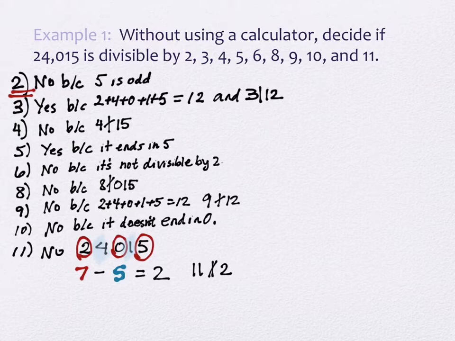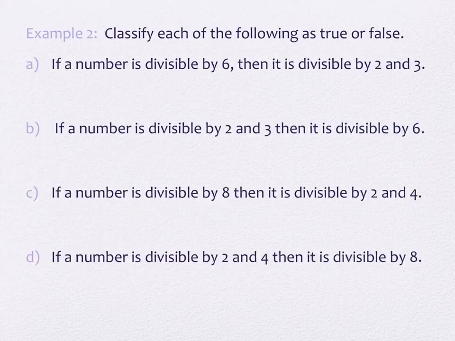Okay, so I mentioned we were going to come back to this idea of the property for divisibility by 6, and this is the example where I was referring to. Example number 2. It says to classify each of the following as true or false. The first question says if a number is divisible by 6, then it's divisible by 2 and 3. Is that true? It is true.